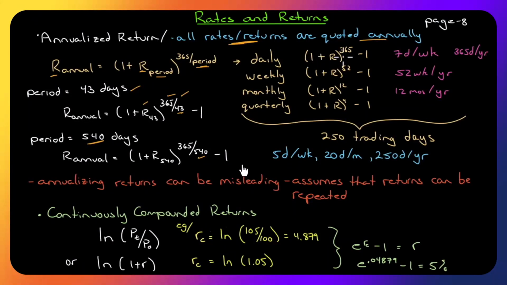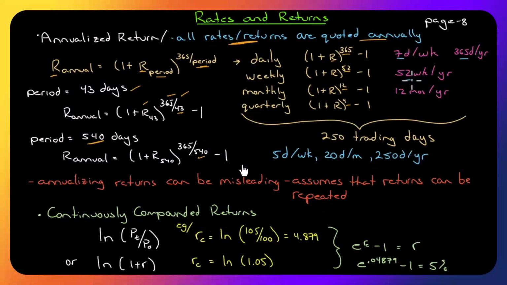If it's daily, power of 365, our R is a daily return. If we had a 1-week return, it's the power of 52. If we had a monthly return, the power of 12. Quarterly return, the power of 4. So that's fairly straightforward. 7 days in a week, 365 days in a year, 52 weeks in a year, which is not entirely true, by the way.